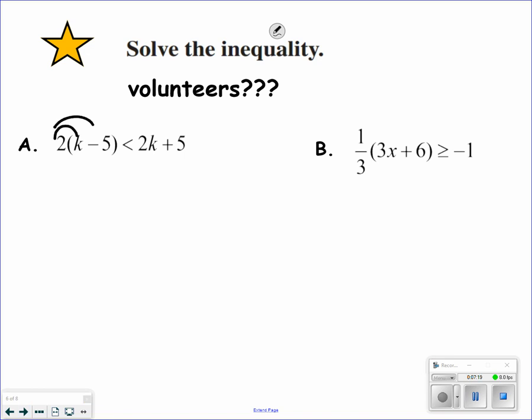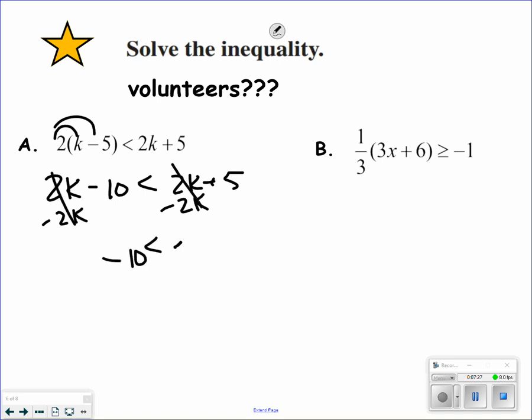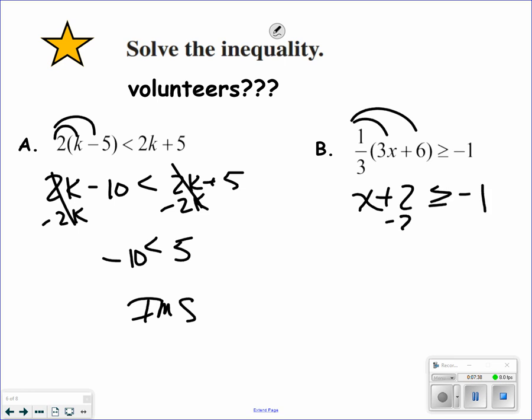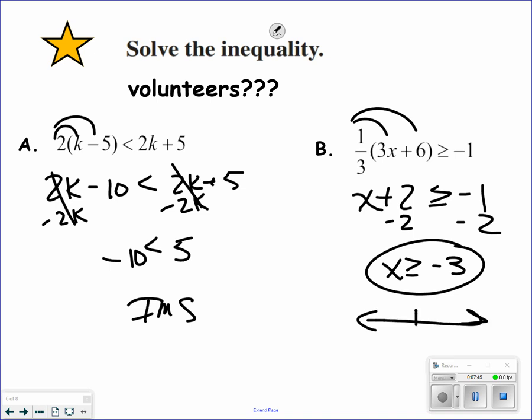All right, I'm back. 2k minus 10 is less than 2k plus 5. I subtract 2k from both sides. Uh-oh, the letter is gone. Negative 10 is less than 5, so infinitely many solutions. Distribute. I'm going to subtract 2 from both sides, which does not change the inequality symbol. Graphing: closed circle, shaded greater.